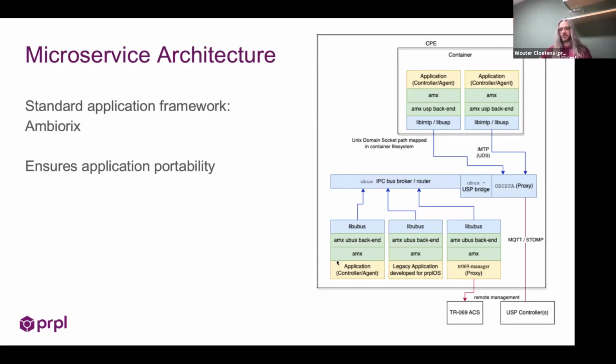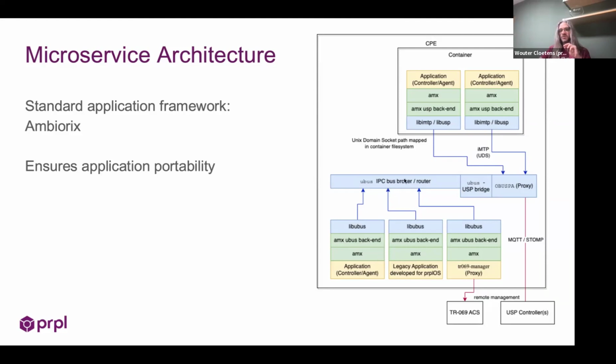Essentially, we have a bunch of applications that offer a particular data model, and we have an application framework called MBOX. It's really a whole collection of different libraries and utilities that allow you to very easily create a TR181 data model as a controller, in the words of USP, as a data model supplier, and use a data model as a data model client. It's an agent, and a controller is the one that uses the data model as a data model client.